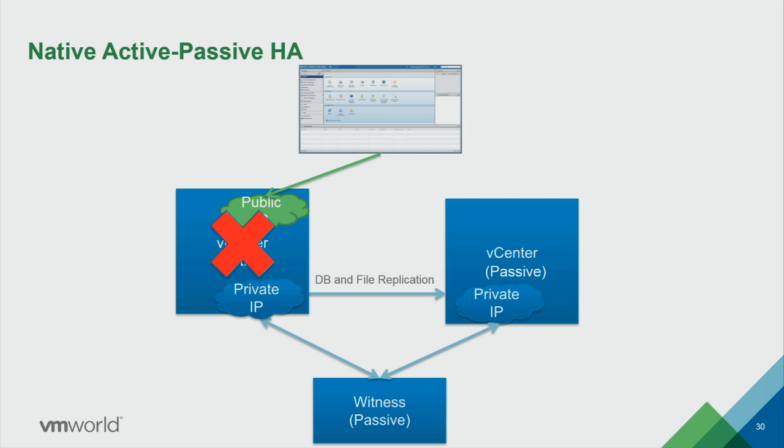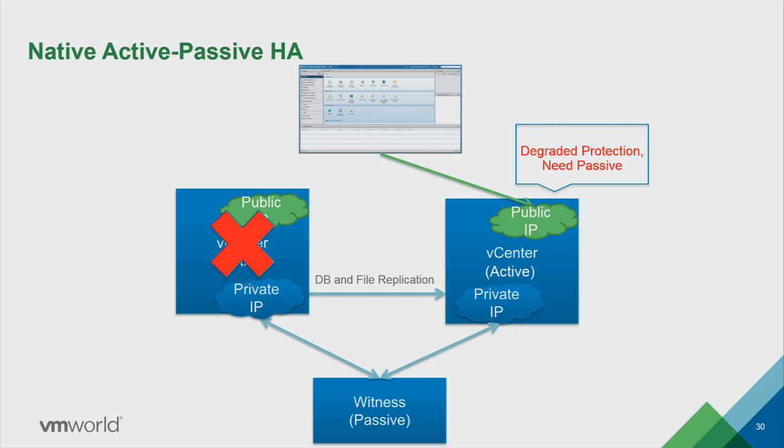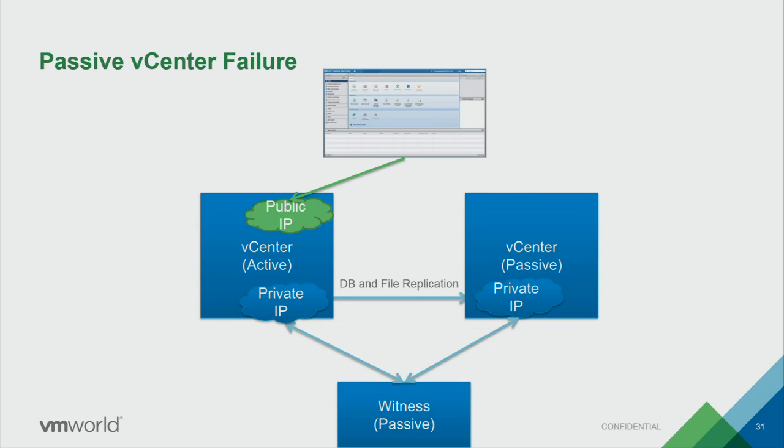Let's say the active fails. The passive becomes the active and the IP address moves, and then the clients can connect to the other vCenter. By the way, when the active has failed, your passive is the active, but it's still in degraded protection mode. That means if another failure were to happen, there is no protection. You have vCenter up and running, but the protection is not there. So it's important to quickly set up another node and make it the passive for this vCenter so that you enable protection again.